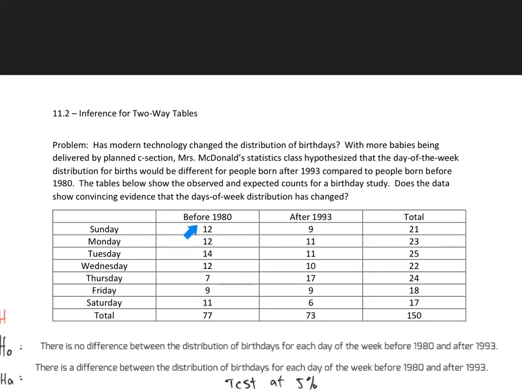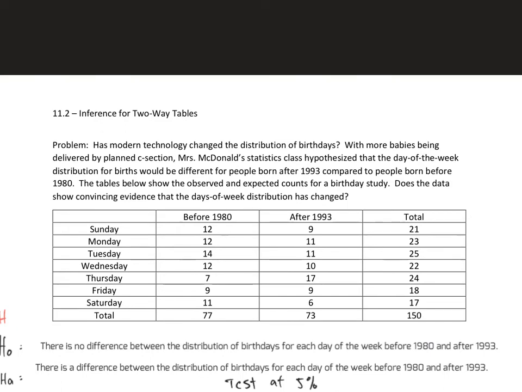Okay, so we're taking a look at our tables. This is, in the past, would be presented to you in the AP exam. What you have here are all your observed counts. What we would need to do, if it was the AP exam, is show the expected counts. So you could just put expected in parentheses.